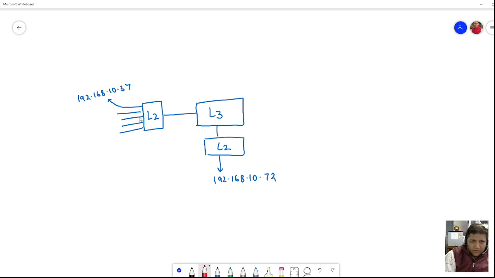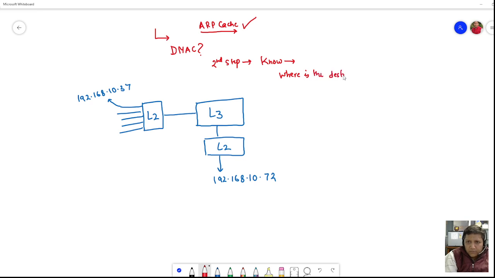So as one person was saying, the first step, obviously you don't know the destination MAC address. Destination MAC address is not known most of the time. If you don't know the destination MAC address, you go and look into the ARP cache. If it is available there, okay. Otherwise, the first step is go and look into the ARP cache. The second step is you need to know where is the destination.